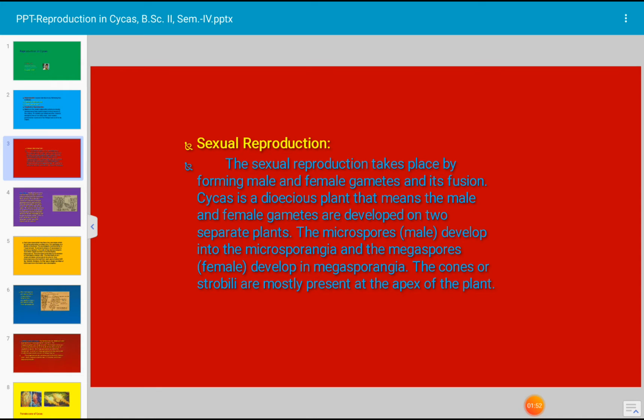The male and female gametes are developed on two separate plants. The microspores or pollen grains develop in microsporangia. Micro means small. Sporangia are sac-like structures in which microspores are developed. That structure is called microsporangium. And the megaspores develop in megasporangia. The cones, also known as strobili, are mostly present at the apex of the plant.